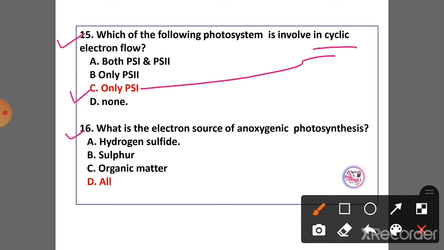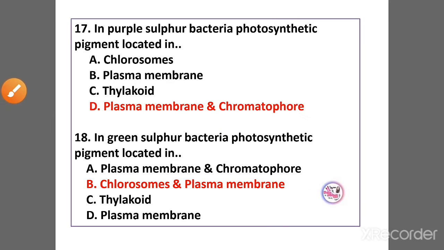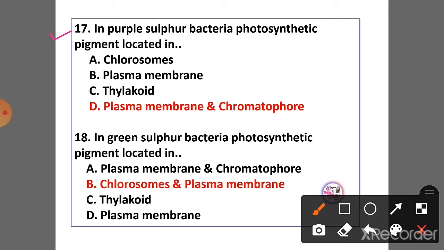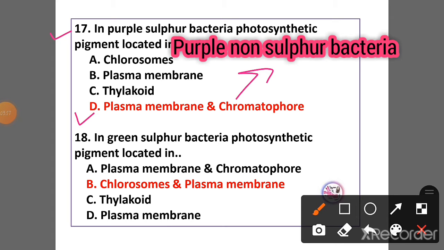Question 16. What is the electron source of anoxygenic photosynthesis? Option D, all. Hydrogen sulfide, sulfur, and organic matter are the electron sources of anoxygenic photosynthesis. Question 17. In purple sulfur bacteria, photosynthetic pigment is located in option D, plasma membrane and chromatophore. And in purple non-sulfur bacteria also, plasma membrane and chromatophore.